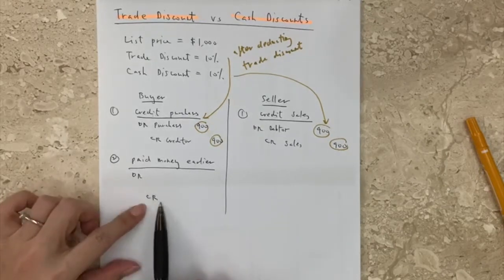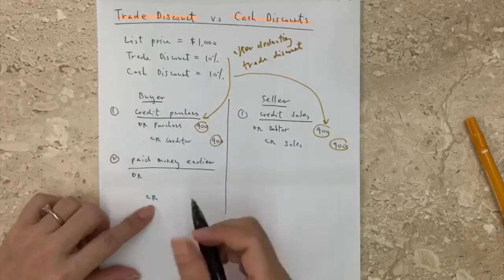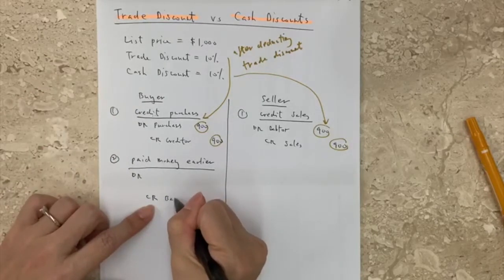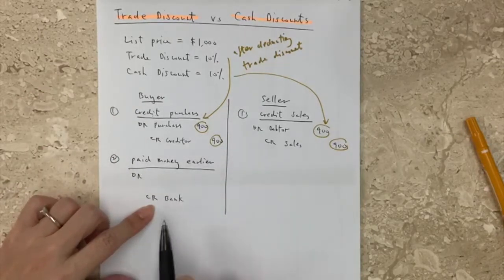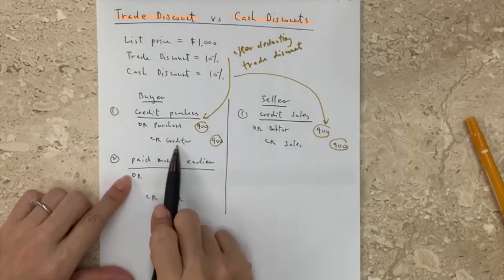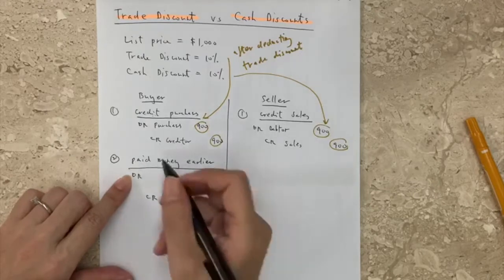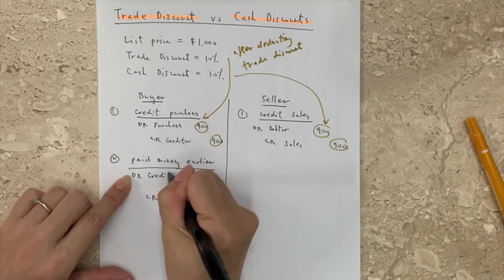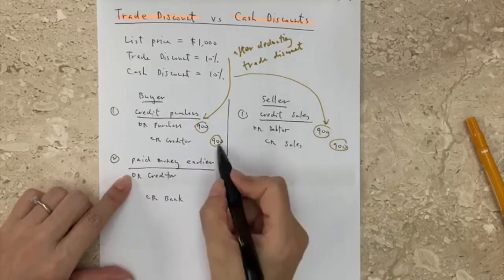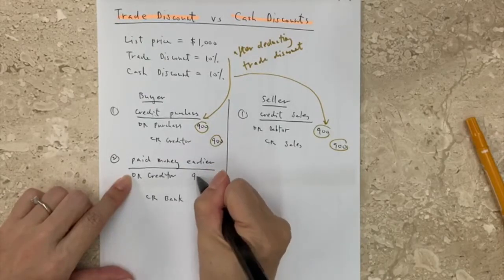So the double entry is that if we pay money, let's say if we pay by check, I credit bank, so there is less money in the bank, and then we pay money to the creditor. Creditor is a liability, so after paying that we have less liability. We owe less money to the creditor, so how much we owe the creditor is 900.